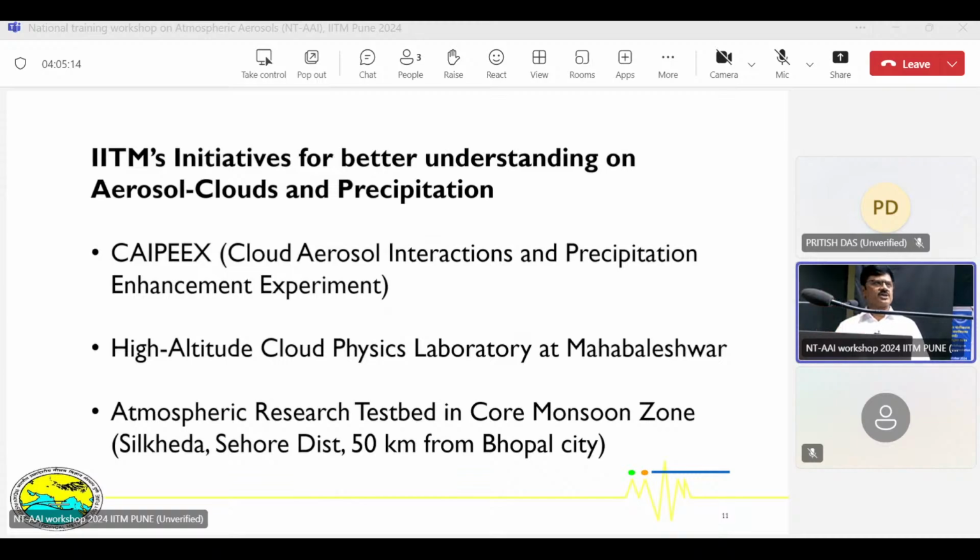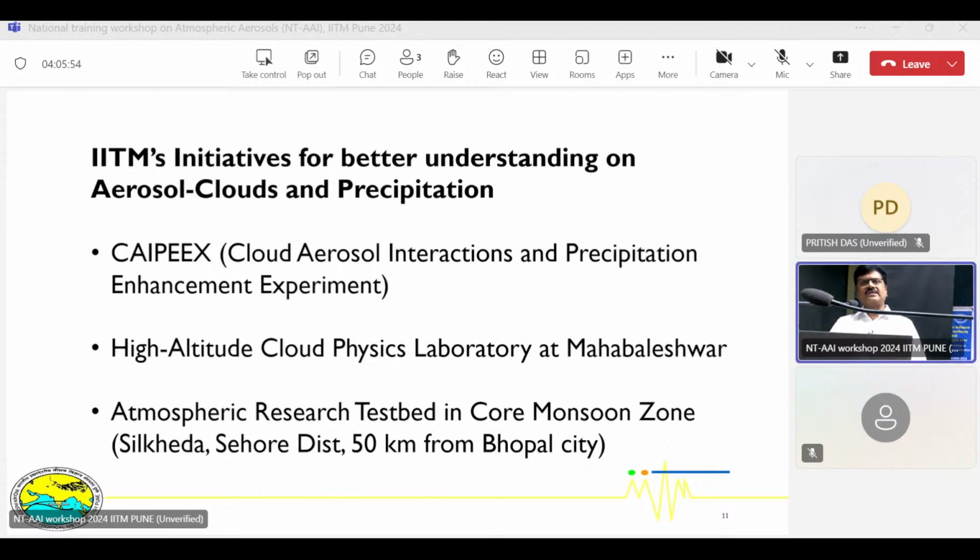That's an aircraft-based experiment. The next initiative is the High Altitude Cloud Physics Laboratory. There are advantages and disadvantages with aircraft measurements. We cannot put several huge instruments into the aircraft. Also, we can fly for only a few hours in the atmosphere, so we cannot have long-term data sets. Alternately, we also established a High Altitude Cloud Physics Laboratory in the Western Ghats at Mahabaleshwar, which you are going to visit tomorrow.